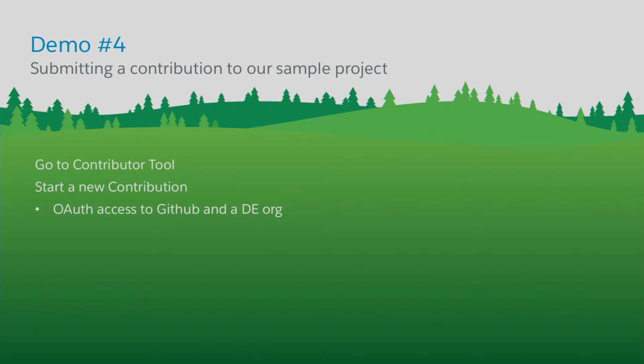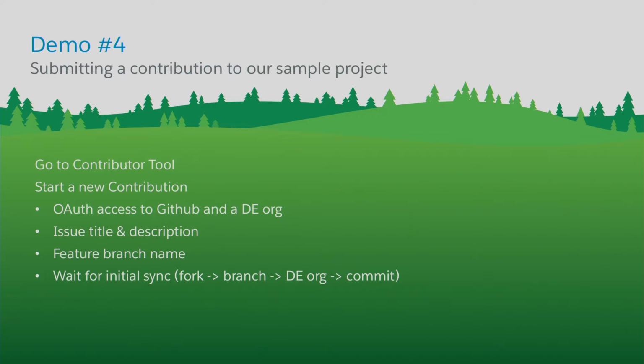They go out, they start a new contribution, they grant OAuth access to their GitHub account and to a DE org. They create an issue title and description, which becomes an issue in GitHub. They give a name for the feature branch that their code's going to be done in. And then the contributor tool takes off and syncs everything, syncs up their org with GitHub. And then they go into their org, add a custom field, come back to the tool, commit that to GitHub through the web interface, and then submit a pull request to you so that you can get that contribution to your project.